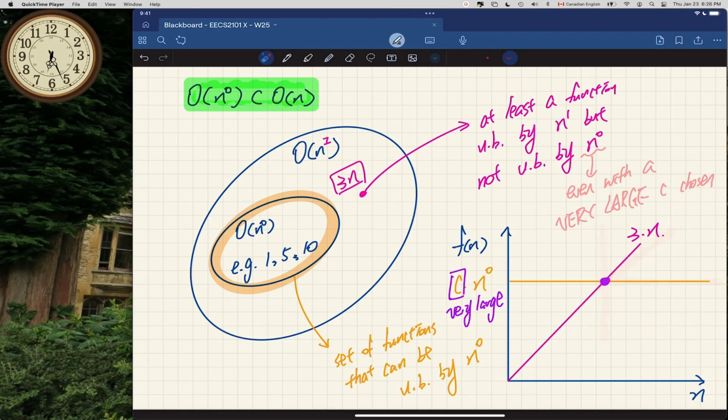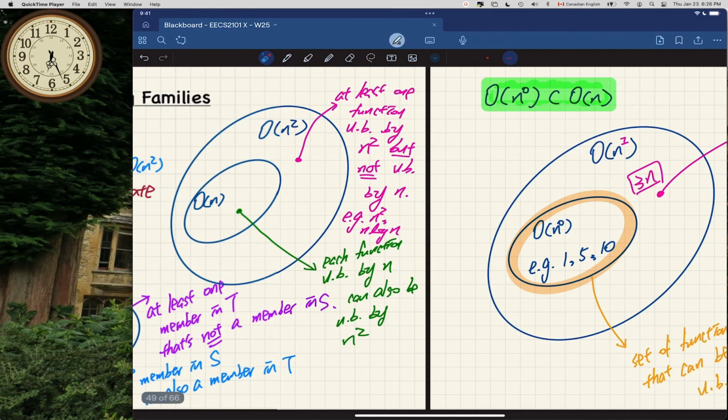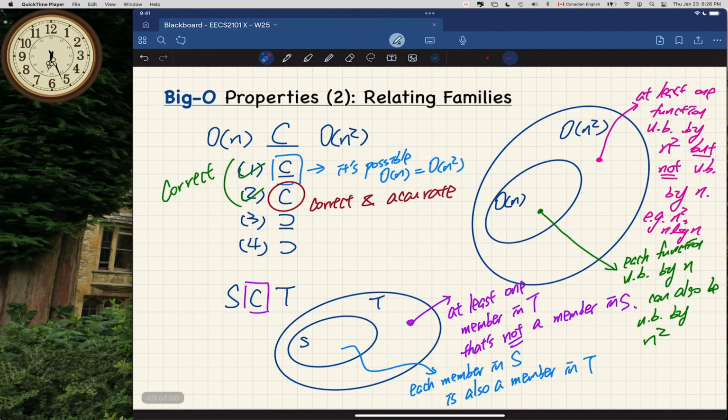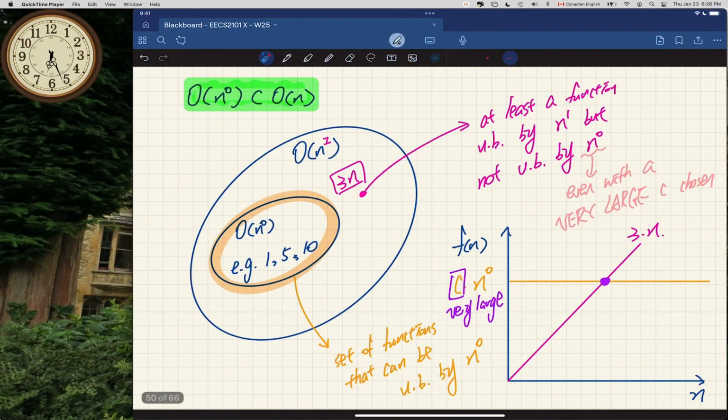Okay? Think about this kind of insight. I think it's very handy. And once you have thought it through, you can think about why n squared and n log n cannot be upper bounded by n. That'll be some exercise for you. Okay, I'll write down the last insight and then we can move on.